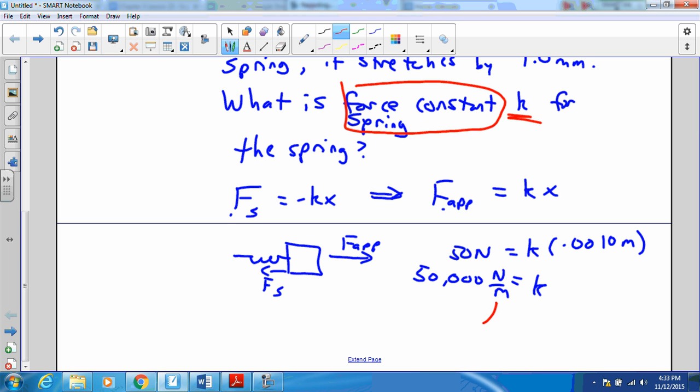Also notice that the units for k, the spring constant, which are newtons per meter, are not newton meters, which are joules. The spring constant is not measuring energy, it's measuring a rate. It's the rate at which our force increases as the displacement increases.